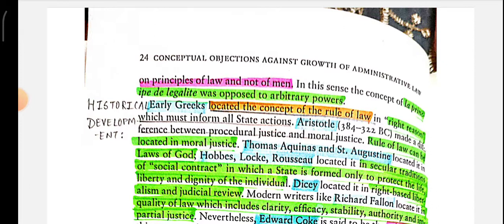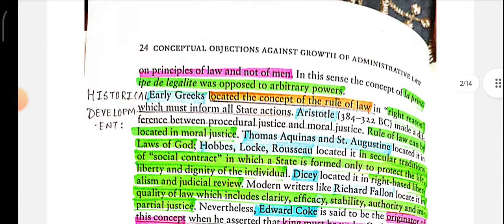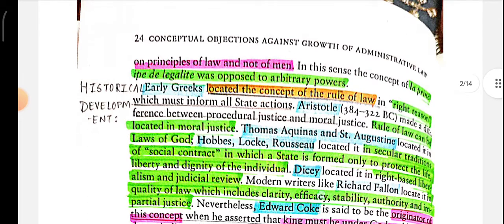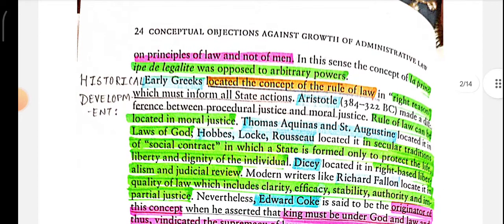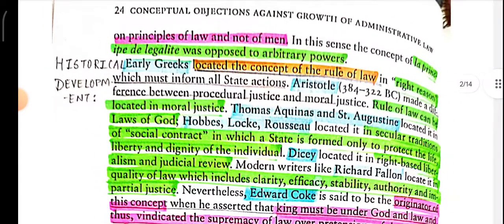What is the historical background of rule of law? Historical development of rule of law. Early Greeks located the concept of rule of law in right reason. Right reason means what is wrong, what is right. It must inform all state actions. Aristotle made a difference between procedural justice and moral justice. Rule of law can be located in moral justice.